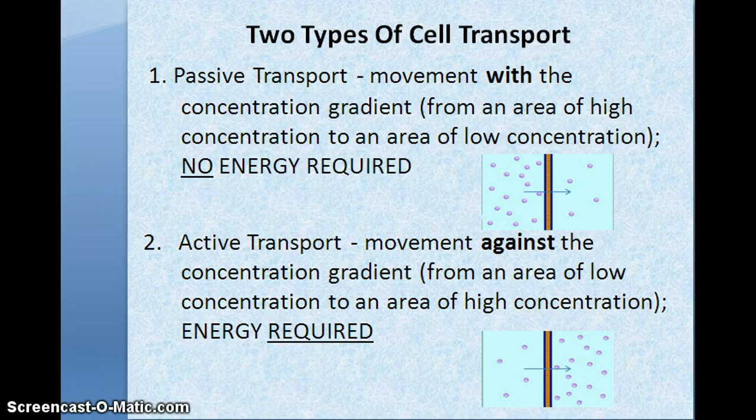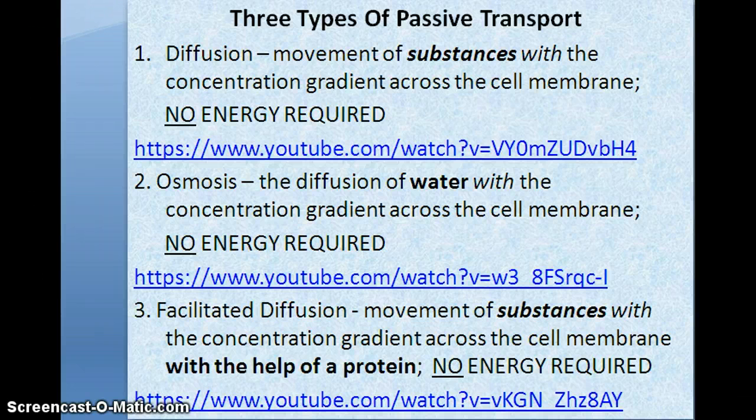A second type of transport is active transport. Active transport requires movement against the gradient. This would be like you swimming against a lazy river. This would be like you climbing up a slide. This would be like you using energy from an area of low concentration to an area of high concentration. Therefore, ATP is required.